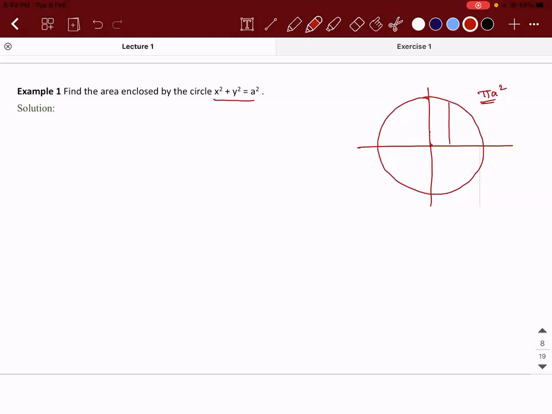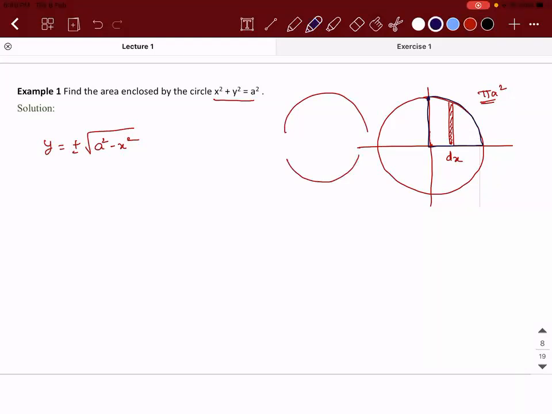If I drop a perpendicular like this, then this is dx, correct? Listen, I'm taking only the first sector into consideration. So this is dx. Then y is equal to root of a square minus x square, except actually it is plus or minus root of a square minus x square. Plus means the upper hemisphere, minus means the bottom hemisphere. Am I clear, guys?